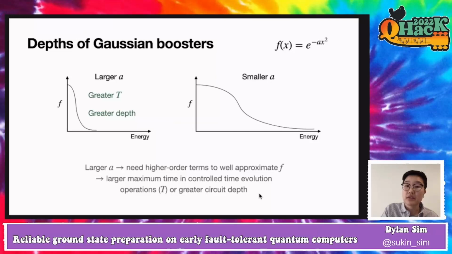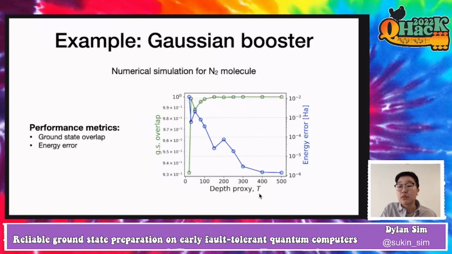So going back to the numerical simulation, we plot the performance metrics, the ground state overlap and the energy error, as a function of this depth proxy T, the T that I described a slide back. We see that as T, or the depth, increases, you see a decrease in the energy, as well as an increase in the ground state overlap.